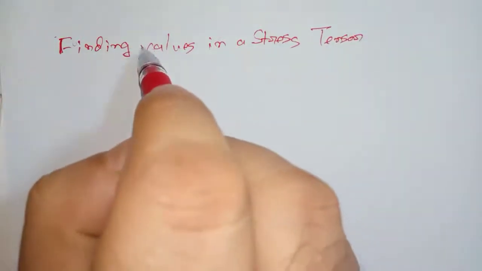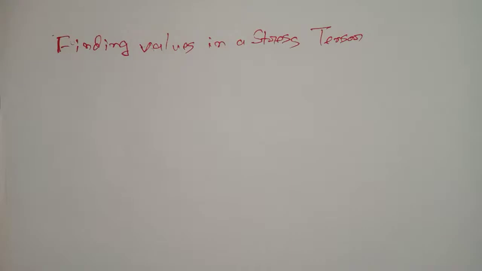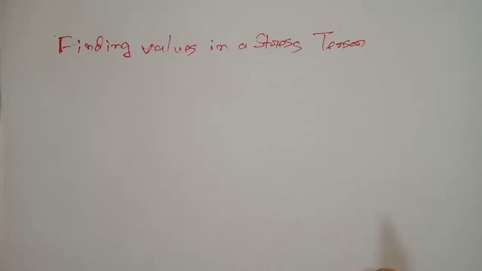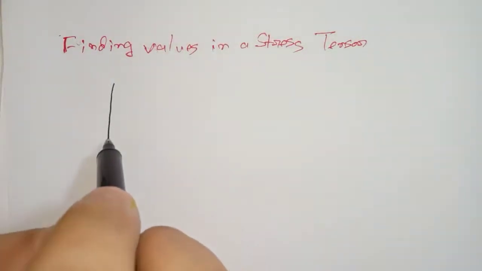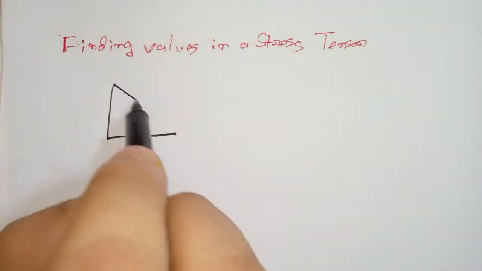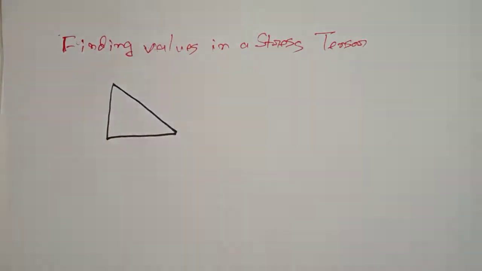So let us see, by finding some very basic values, whether we can find them or not. What we do over here is draw this kind of figure, a right angle triangle. Not a right angle, I would say it would be at 45 degrees, right?